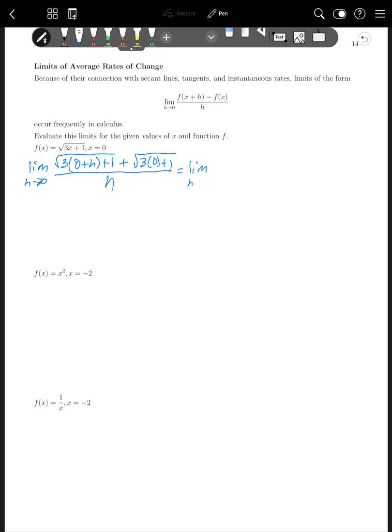So this is exactly what we were doing at the end of the last section, but just more formalized now with this limit notation. So this would be the square root of 3h plus 1 plus the square root of 1, which is just 1, over h. And now I need to find that limit. As we've seen previously, anytime I'm doing a limit with a square root where h cannot be 0 right now, I want to multiply by the conjugate. So multiply by the square root of 3h plus 1 minus 1.